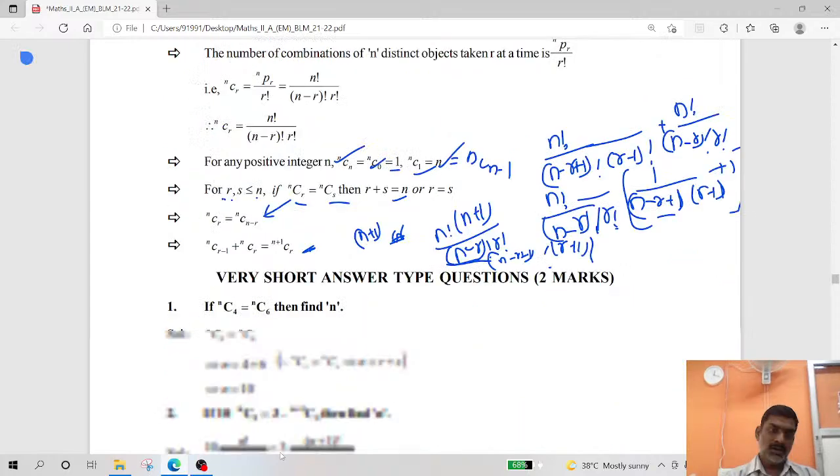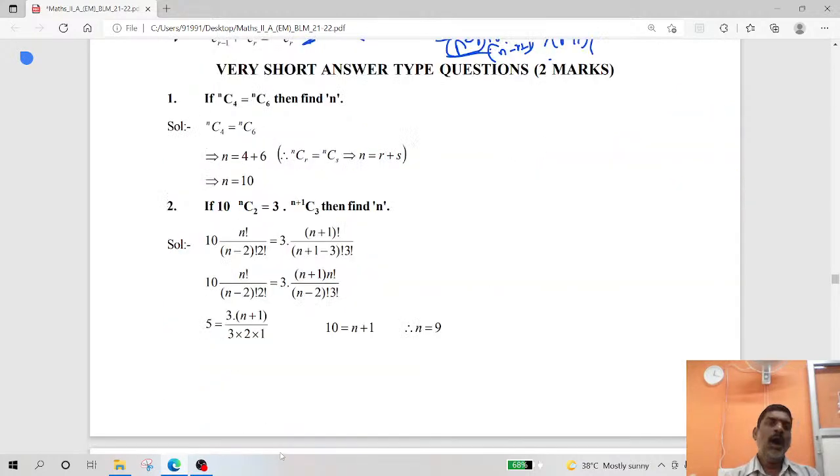Next, nC4 is equal to nC6, then find n. nCr is equal to nCs formula, then also apply this formula. So you get n is equal to either 10 or n, r is equal to s. Next, if 10 times nC2 is equal to 3 times (n+1)C3, then find n.